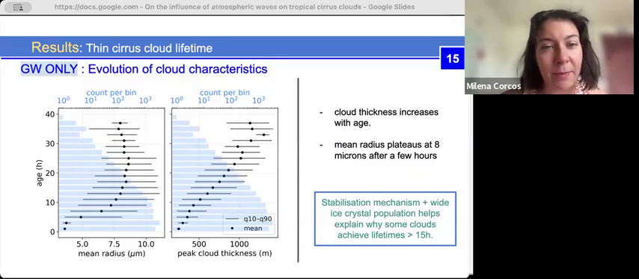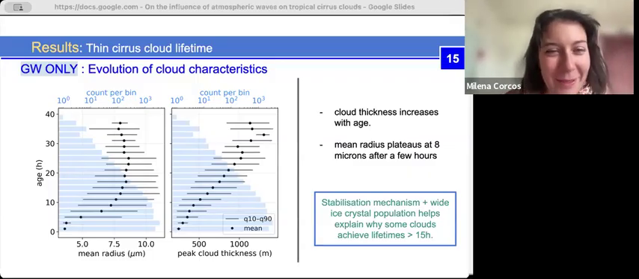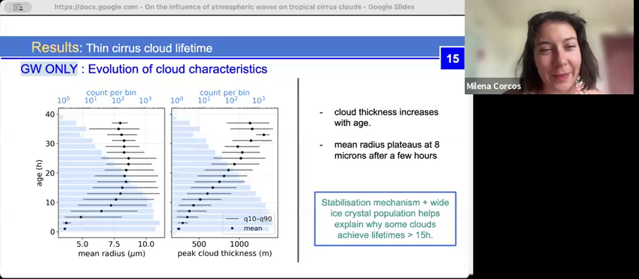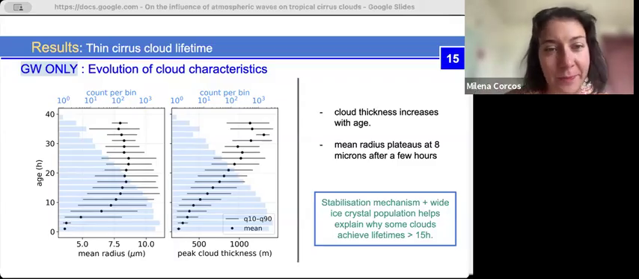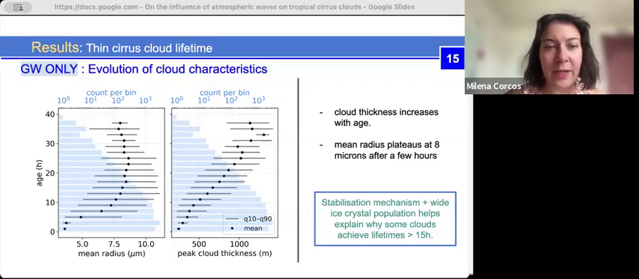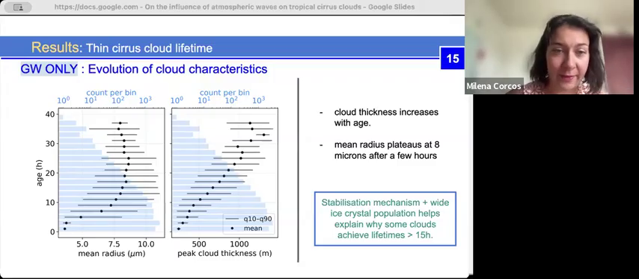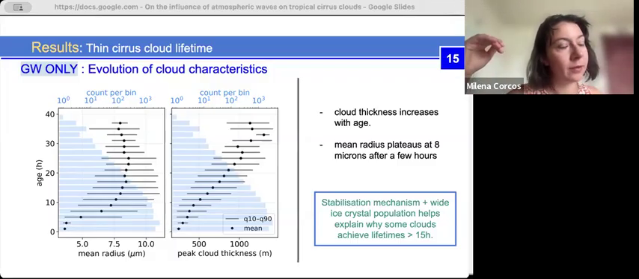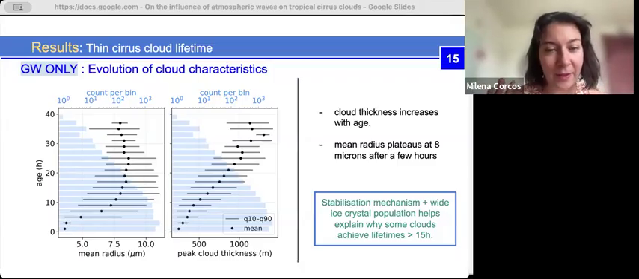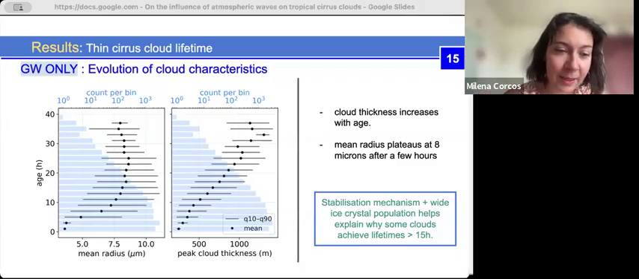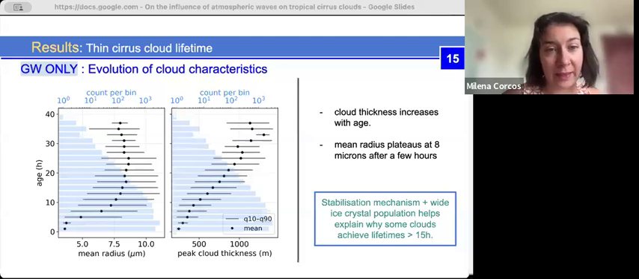And this plateau reflects the balance that I wanted to mention earlier between two competing processes that are, in our understanding, characteristic of our stabilization regime. You have, at the same time, cooling fluctuations from the gravity waves that promote some deposition growth, and warming fluctuations that regularly erode the crystals and prevent unlimited growth and sedimentation that goes too fast. So there is this sweet spot where the crystals are big enough to not be sublimated very fast, but they don't grow too fast either.